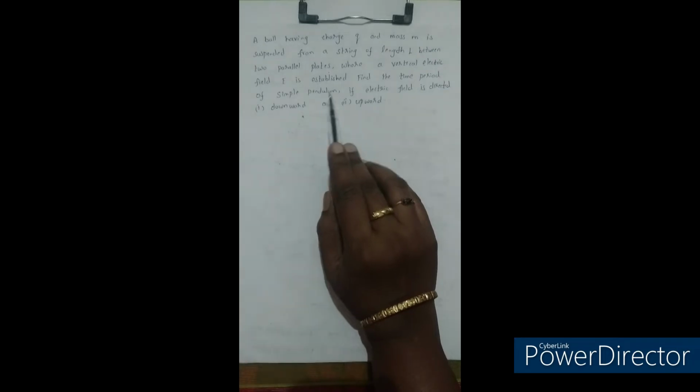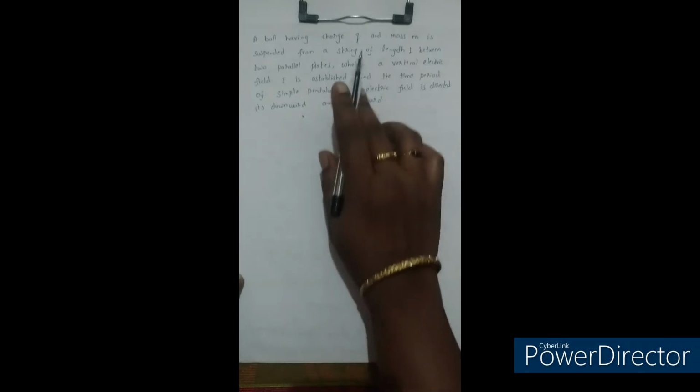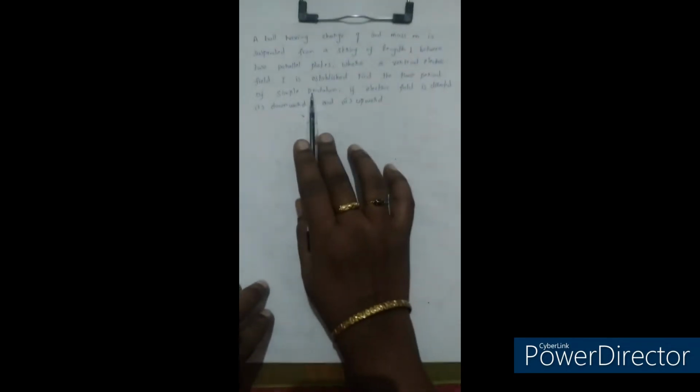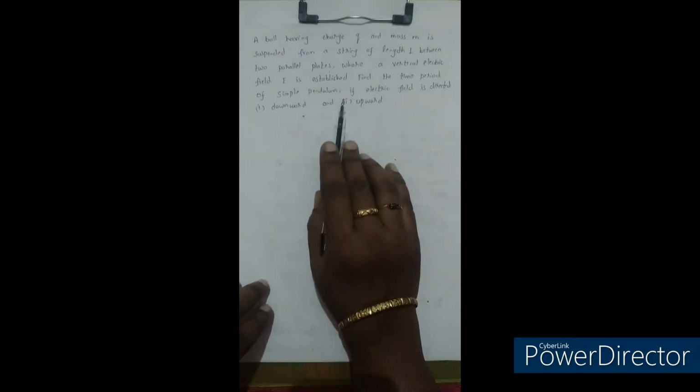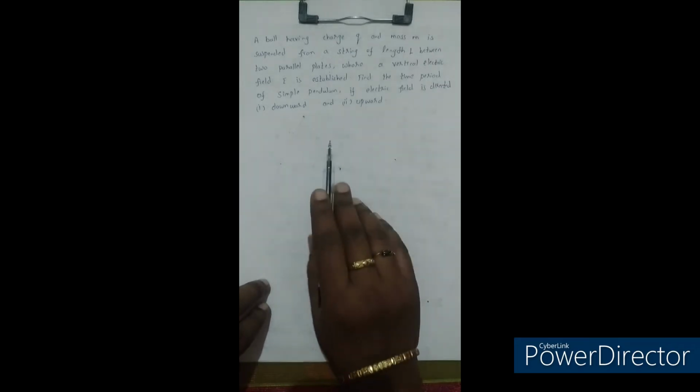So what have they asked you to find? They have asked you to find the time period of the simple pendulum. Okay, right? The charge of the ball is q and mass is m. They have asked you to find the value for the time period of the simple pendulum if the electric field is directed downwards and upwards.